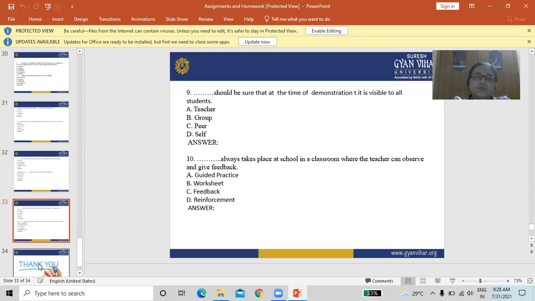Option A, guided practice. Option B, worksheet. Option C, feedback. Option D, reinforcement. Choose the appropriate answer. Send your answer in my comment box. I will check your answer and I will definitely reply to your answer.